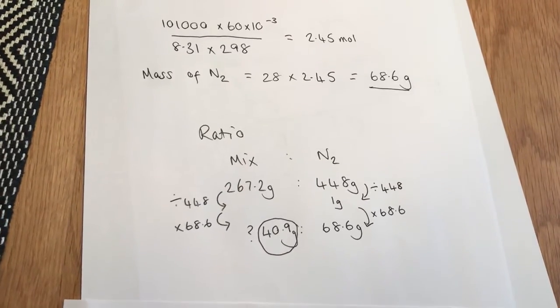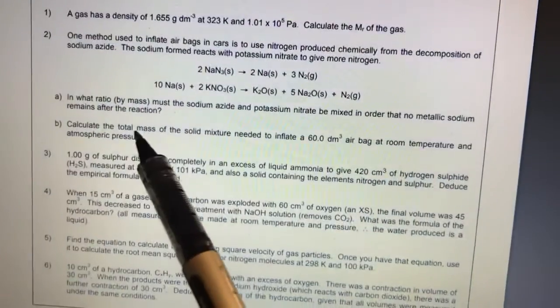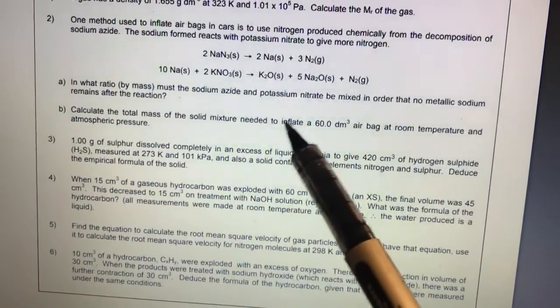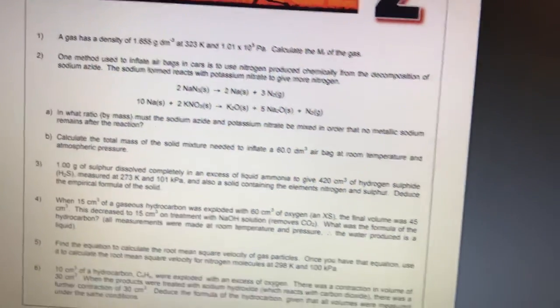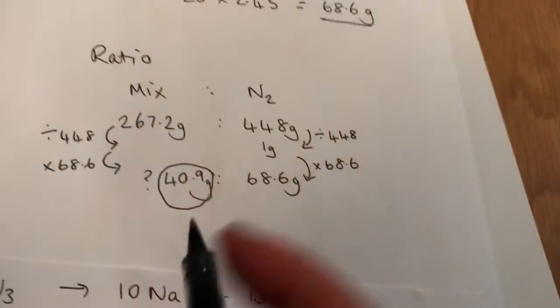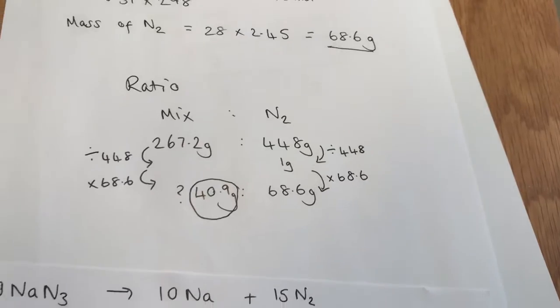The answer to the question, let's have a look at it again: calculate the total mass of solid mixture needed to inflate 60 dm³. Working back, the answer is 40.9 grams of the mixture.